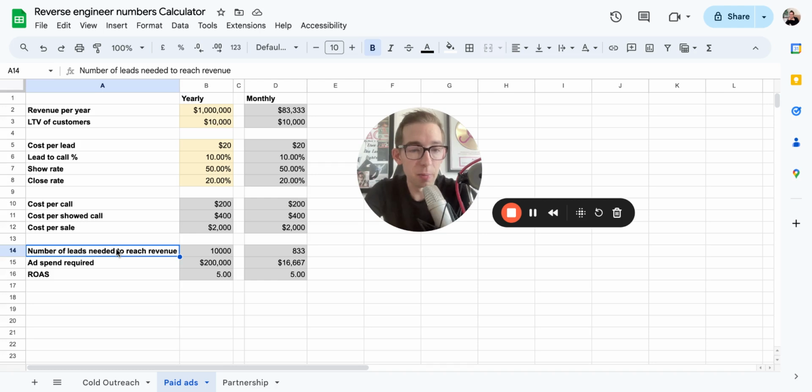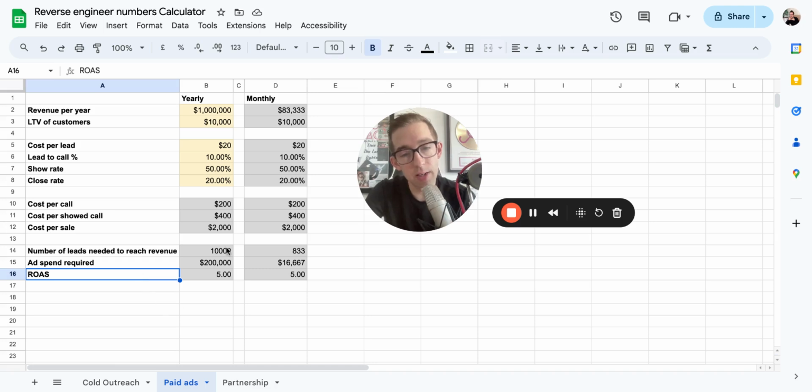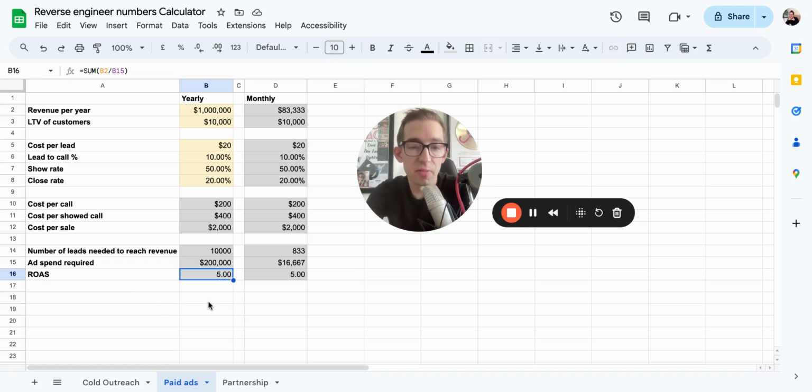Then when we break it down a little bit further, we go, okay, how many leads do I need to generate this revenue number? And how much ad spend do I need to put in to get that number? If we look at it, the number of leads needed is 10,000. And our cost per lead is $20. So $20 times 10,000 makes 200,000, which gives us a 5x return on our investment. But here's the interesting thing, you can play with these numbers in different ways.